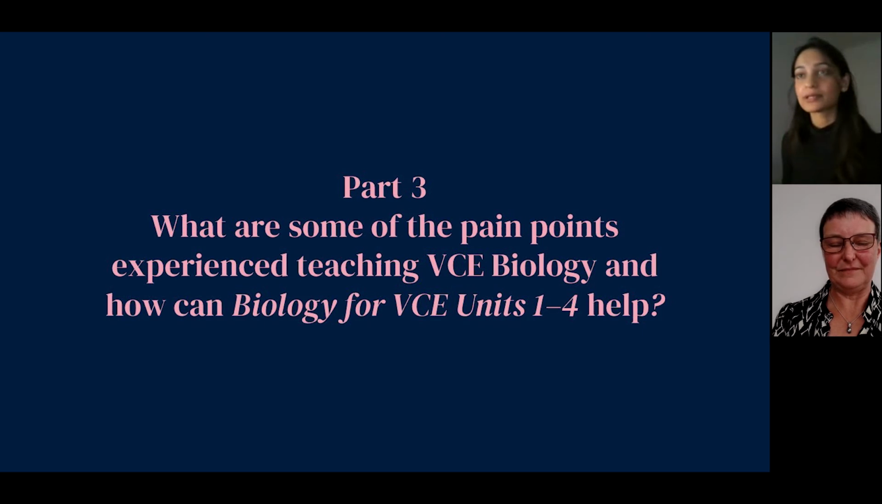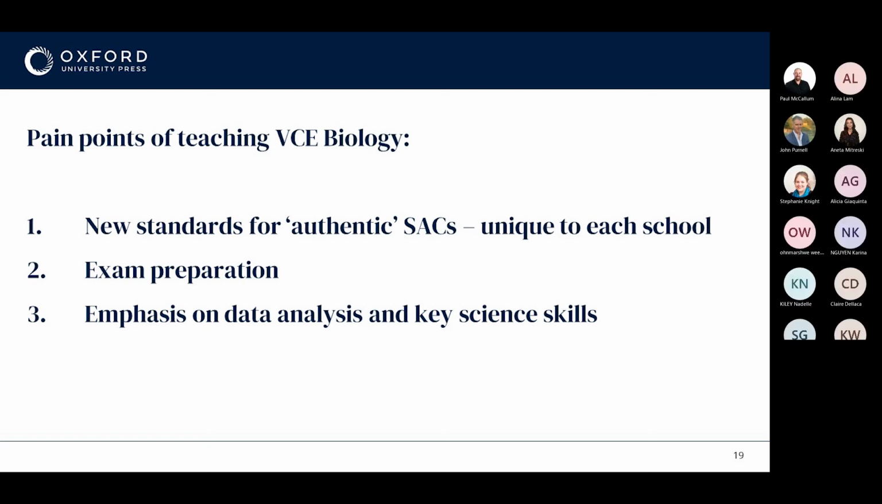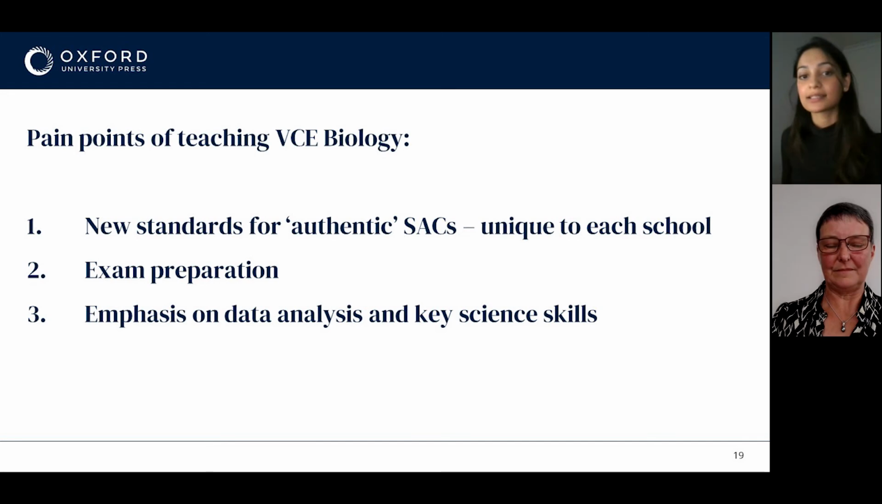So what are some of the pain points experienced teaching VCE biology, and how can Biology for VCE Units 1 to 4 help? Okay, so 3 main pain points that we've identified that can occur teaching VCE bio is that there are the new standards for authentic SACs unique to each school. So there is more variation across the types of SACs that you can implement in Units 1 and 2, and you do have those mandated SAC types. So it can be difficult to design some of these SAC types from scratch and to make sure that they're up to standard with VCAA's requirements.